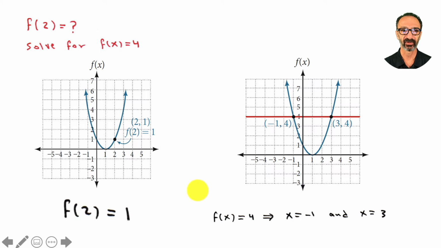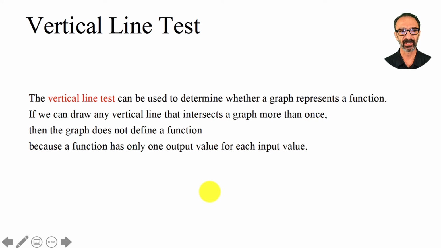Let's talk about the vertical line test since we have graphs. The vertical line test can be used to determine whether a graph represents a function. If we can draw any vertical line that intersects a graph more than once, then the graph does not define a function, because a function has only one output value for each input value.